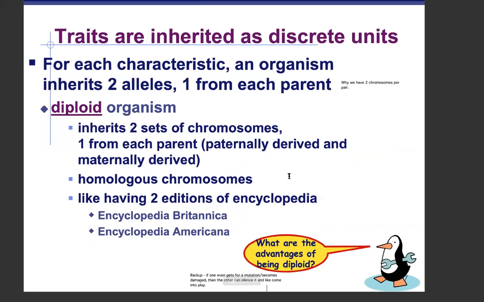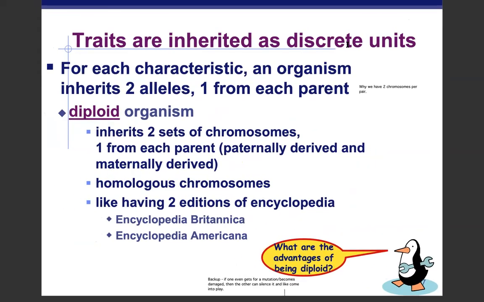The traits are inherited as discrete units, so they're not inherited all together, is what it's saying. For each characteristic, an organism inherits two alleles, one from each parent. So there are two separate discrete units, one from the mother and one from the father. This is why it's a diploid organism. We know that diploid organisms have, in humans, 46 chromosomes, so 2n chromosomes, and all body cells are diploid. Gametes are haploid.